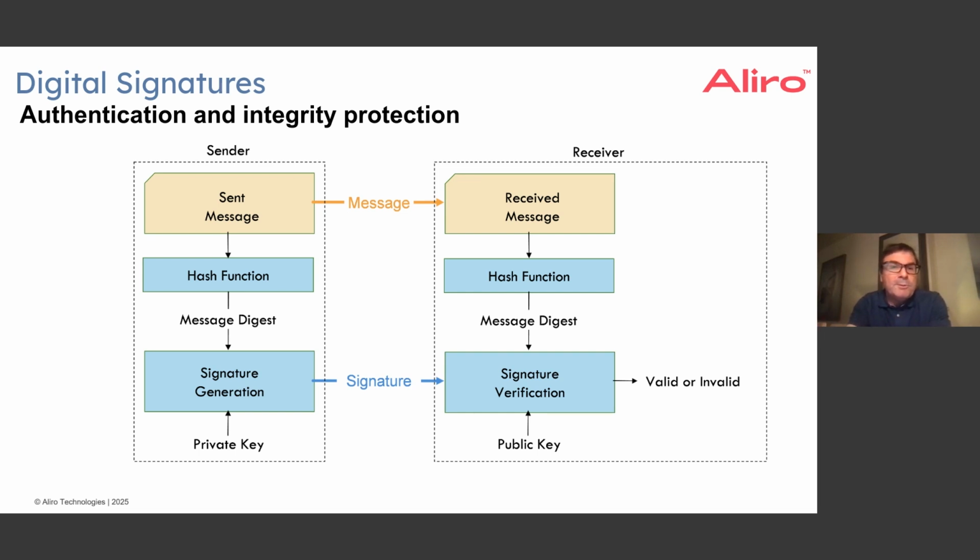The receiver computes the same hash over the received message, and the receiver also decrypts the received signature using the public key. And then the receiver compares these two things. If the decrypted hash matches the locally computed hash, then the receiver knows two things. First of all, the receiver knows that the message must have been sent by a party who is in possession of the private key, and this is part of the authentication procedure. And also the receiver knows that the message was not modified in transit, and this is part of integrity verification.